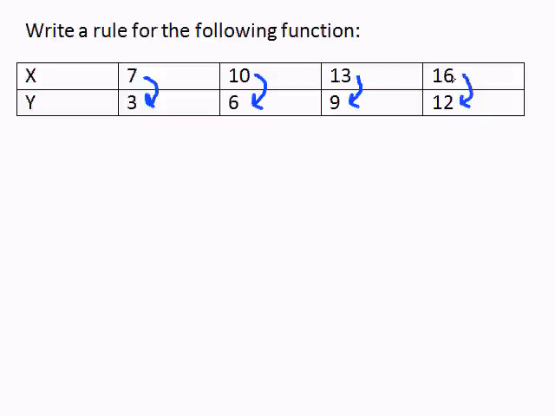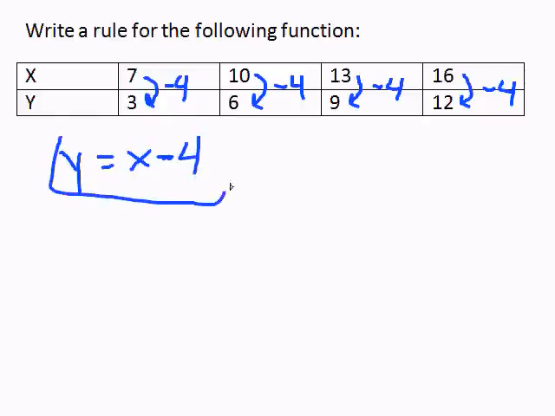But by how much? Well, 7 to 3, you subtracted 4. Let's see if that pattern holds for the next one. 10 to 6. Let's see, you, well, subtracted 4. 13 to 9, subtracted 4. 16 to 12, subtracted 4. Oh, so our y values are equal to our x values, take away 4. And there's your function.